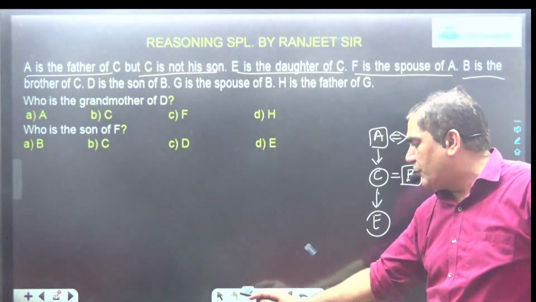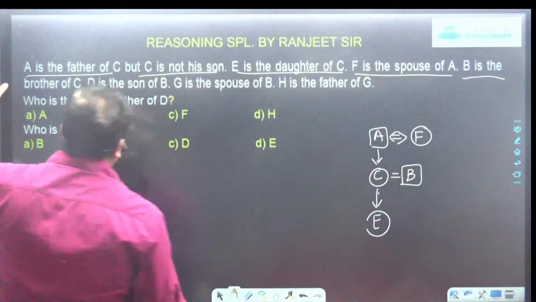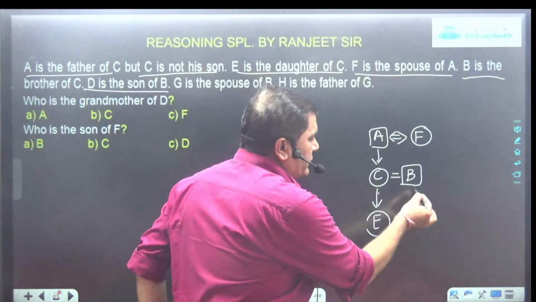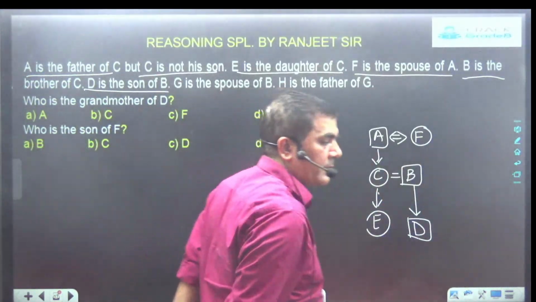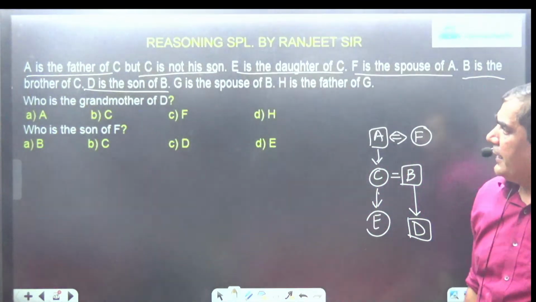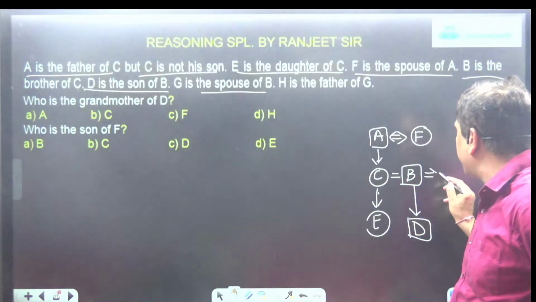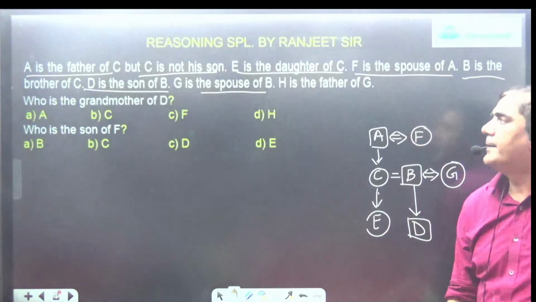You just need to read one statement in one go, and simply you have to draw the family tree. Next one, D is the son of B. So D is the son means B is over here, so B's son will be D. Clear? Next one, G is the spouse of B. Spouse means what? B and G must be married couple. So G must be female.